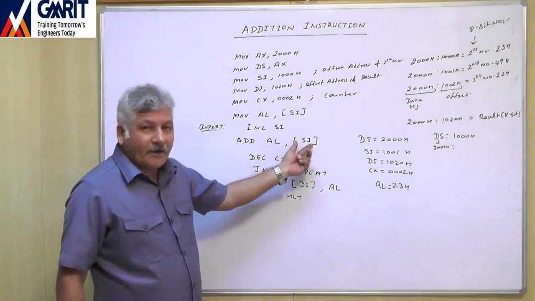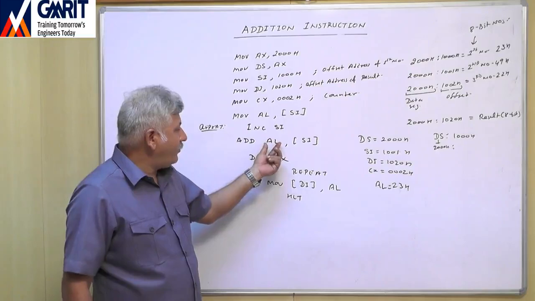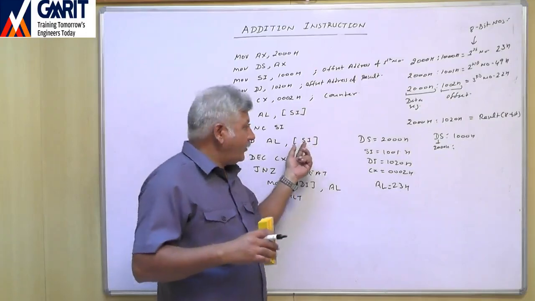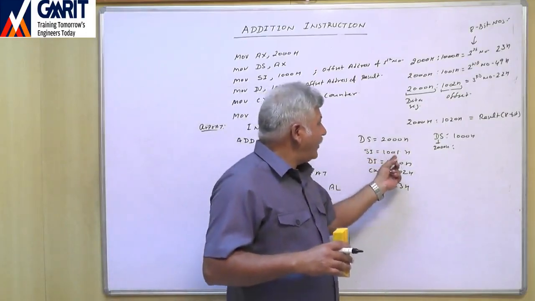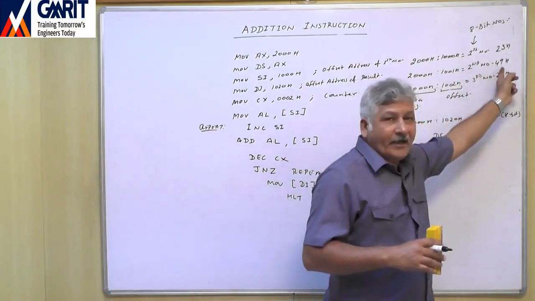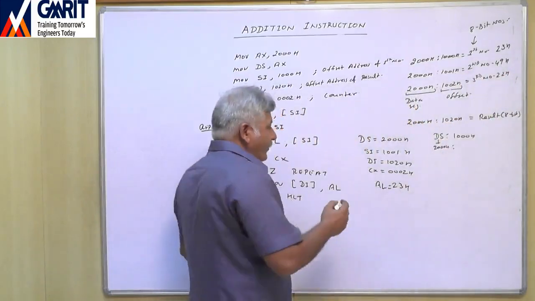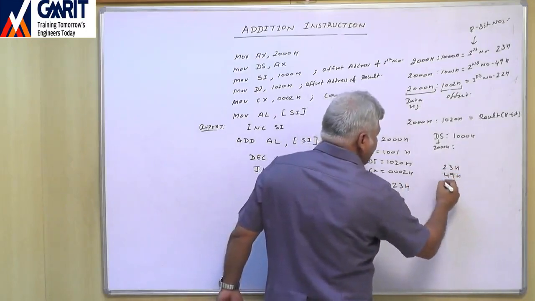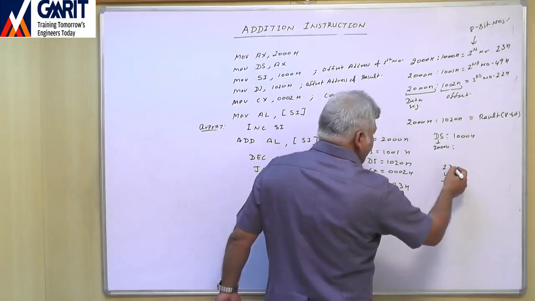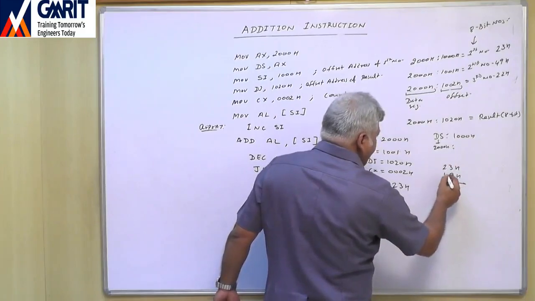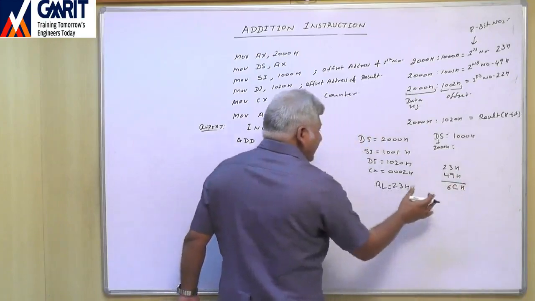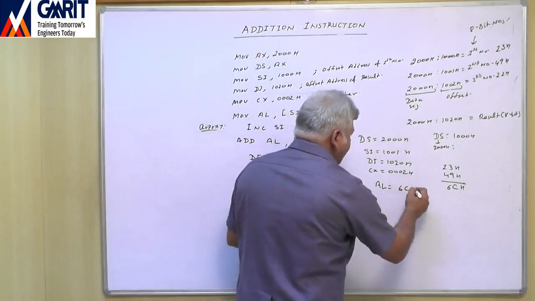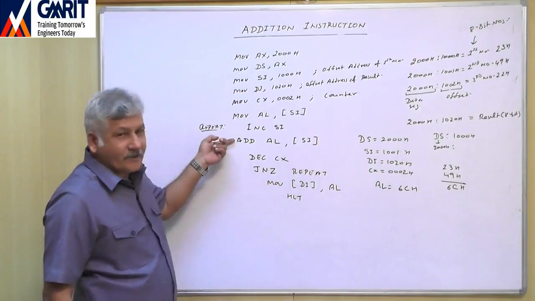Add AL comma within bracket SI. So it will add the value of AL and the value of the memory whose offset address is in SI. So in SI we have 1001. So at 1001 offset we are having number 49. So this will be added with the value of AL. So 23H, which is the value of AL, will be added with 49H. The result: 9 plus 3 is C, 2 plus 4 is 6, so 6CH. Now this is the result which will be finally stored in AL. So in AL we have 6CH after the add instruction.